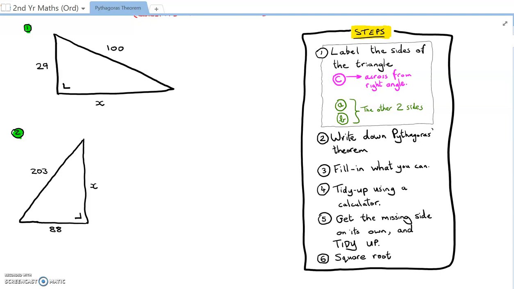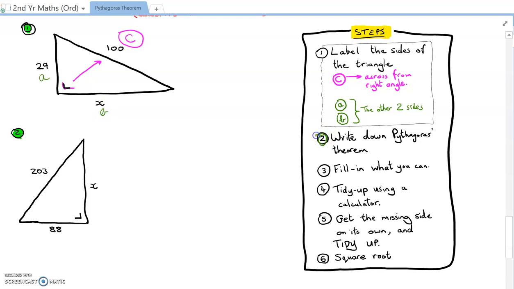Okay, hopefully you did those. Now I'm going to keep going and I'm going to show you the corrections of this. Hopefully you gave them a go yourself. Okay, let's look at question 1 to start and follow the first step. Label the sides of the triangle. Okay, here's my right angle. So this over here is C and the other two sides are A and B.